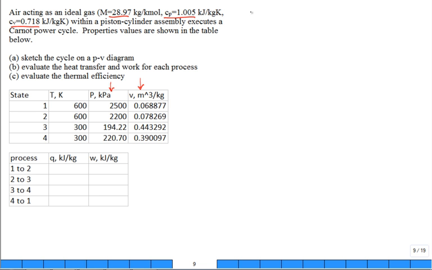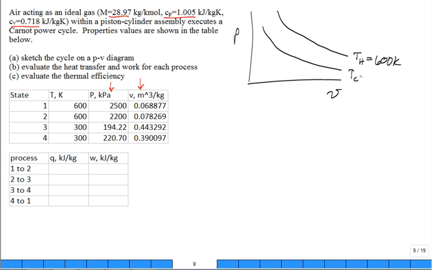So we can make and refresh ourselves on that PV. And this line right here would be a constant temperature of 600 Kelvin. This line right here would be a constant temperature of 300 Kelvin. I know I'm not drawing to scale, but you could try to draw those volumes to scale: a little expansion from 1 to 2, a great big expansion from 2 to 3, a great big compression from 3 to 4, and a little compression from 4 back to 1. Or maybe I really distorted it, sorry.